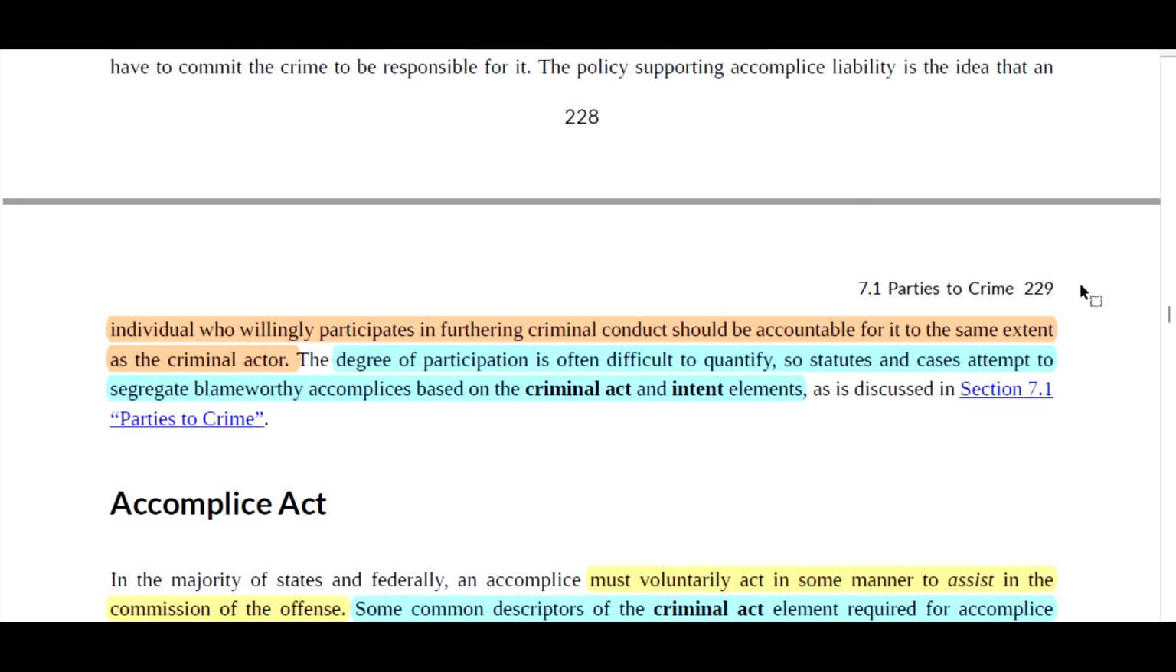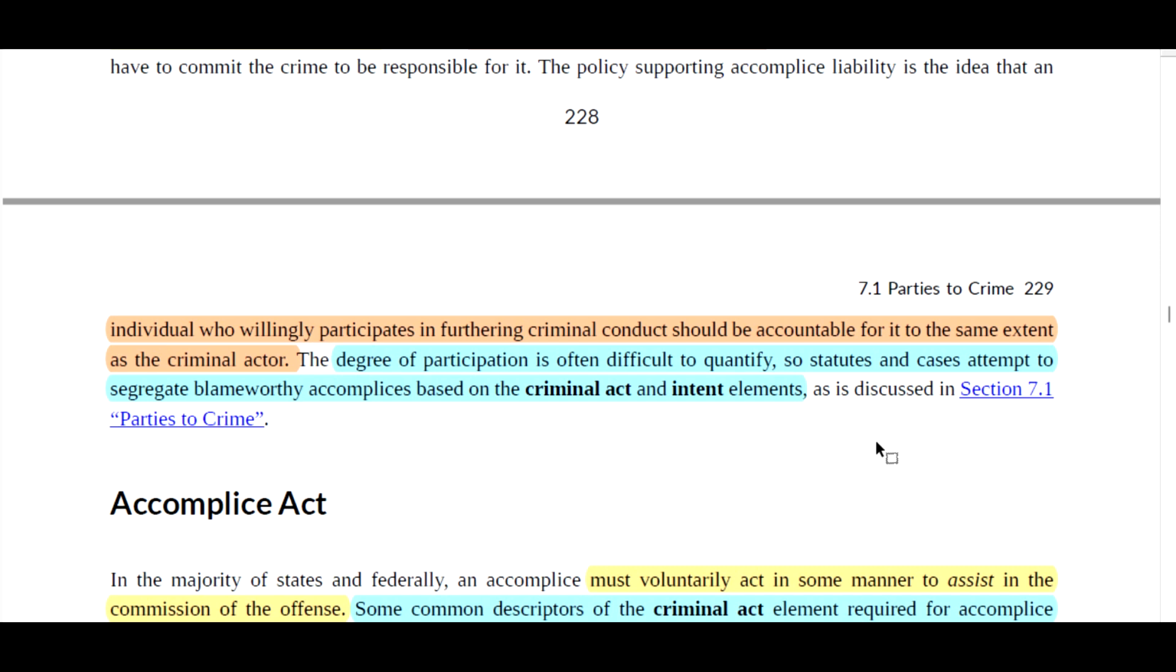So the degree of participation, this is the part, and again, often difficult to quantify, and that's important. How do you determine the degree of participation? Did you open your house to someone who was evading the cops, and did you know it? Or did you open your house to a stranger who you thought just needed a place to sleep? What does this actually come down to?